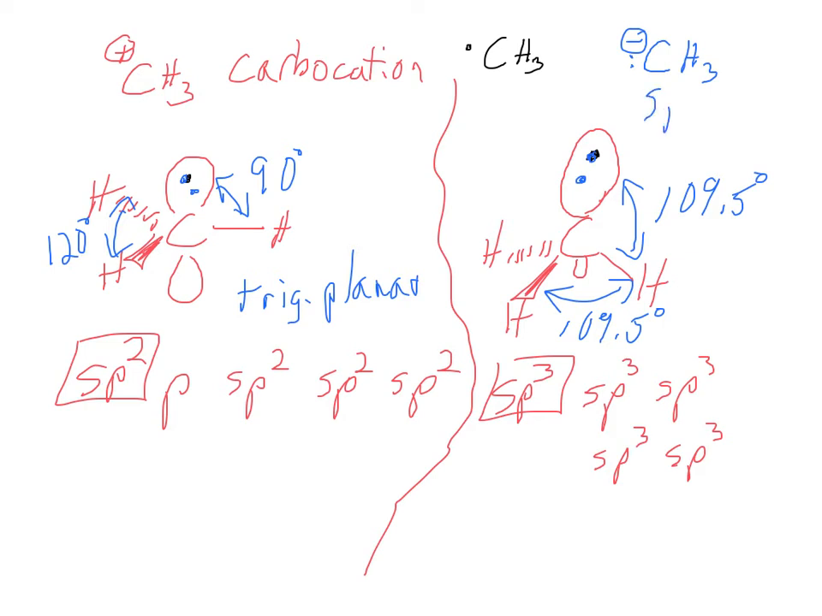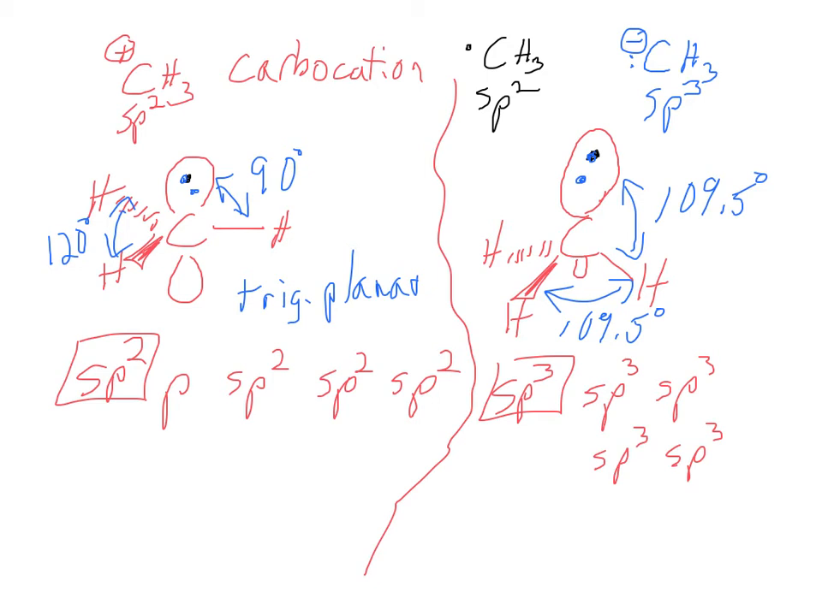This wants to be sp3 because a filled orbital, again, wants to be as far away from these bonds as possible. While the carbocation is sp2, electron deficient, and the radical is also sp2 because it is electron deficient.